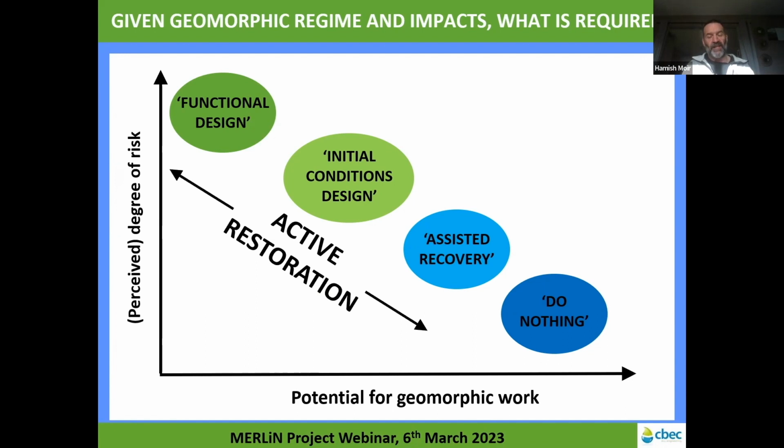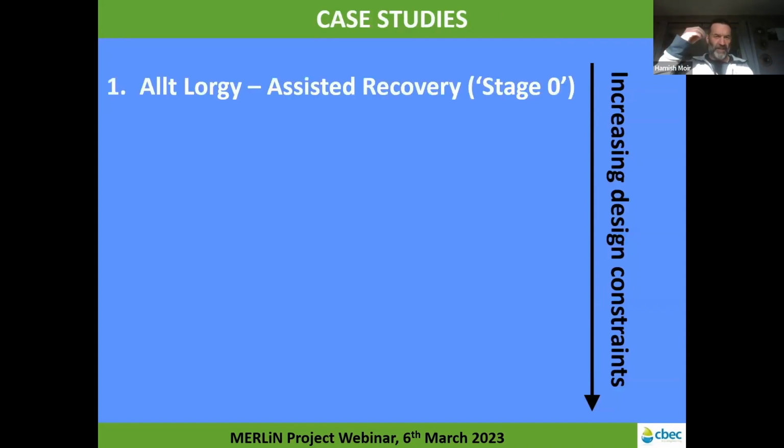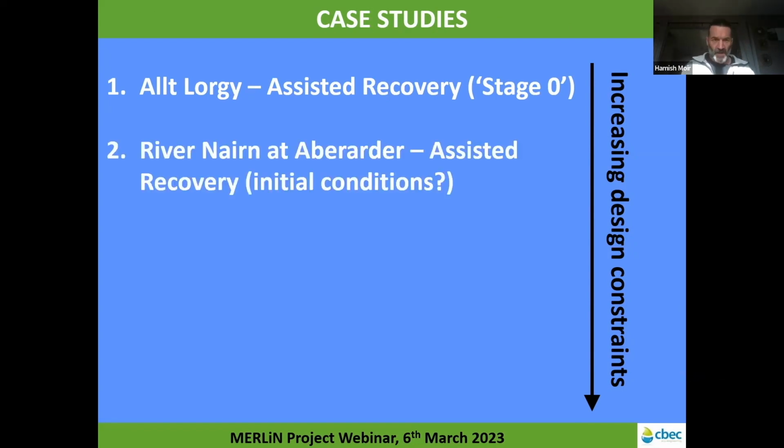I want to give examples across this continuum here, 4 examples, in degrees of increasing design constraint. They're all in Scotland. I hope that's not a bad thing. The Altlorgie, which is in the Cairngorm Mountains. This is an example of assisted recovery, often referred to these days as stage 0. It's a type of restoration approach that's quite popular these days. So this is a site with very little constraint. But then moving up the scale, another example of assisted recovery, the River Nairn at Aberarder.